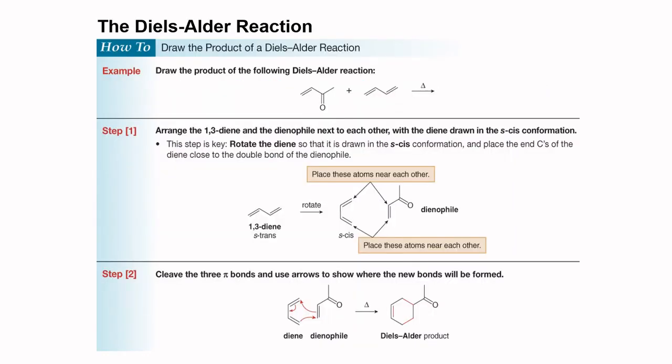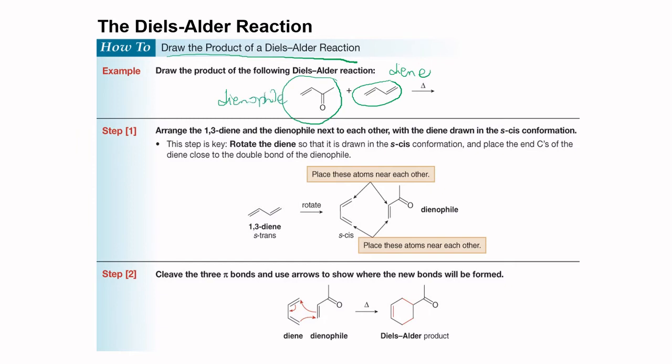Okay, in Diels-Alder reaction, how do we draw the product of Diels-Alder reaction? Let's say we have both of these starting materials. Which one is the diene, and which one is the dienophile? So this is the diene. So this is the dienophile.